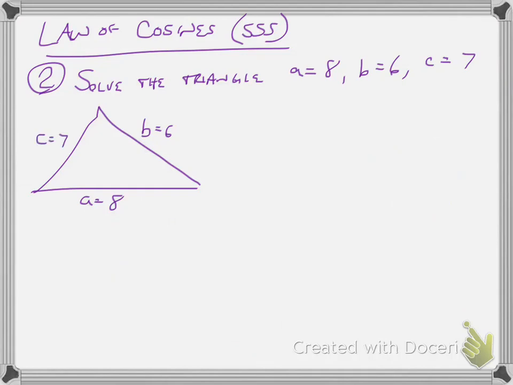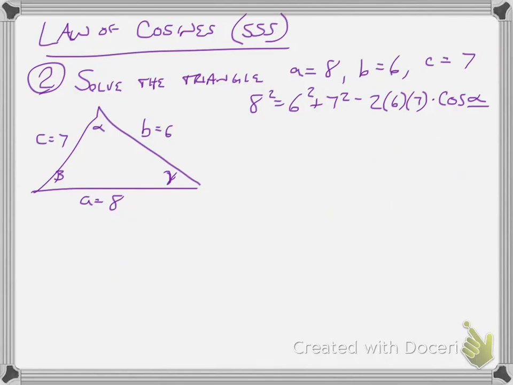So to find these angles, we're going to use the law of cosines still. And you could really pick any of the forms of it at first. So I'll use the one we solved for, a squared. So that's going to be 8 squared equals 6 squared plus 7 squared minus 2 times 6 times 7 times the cosine of alpha.